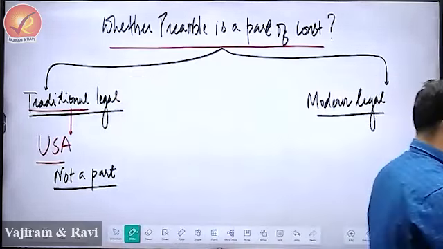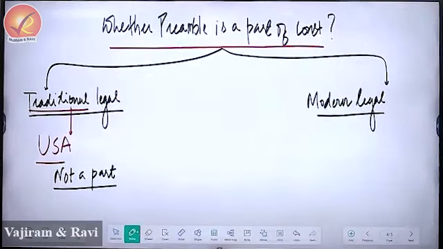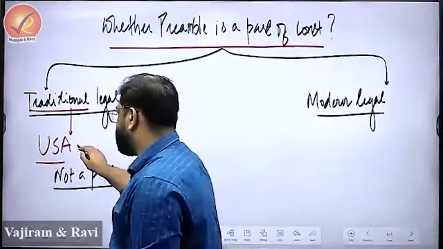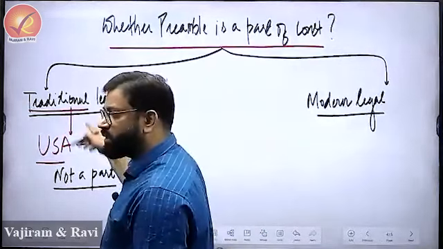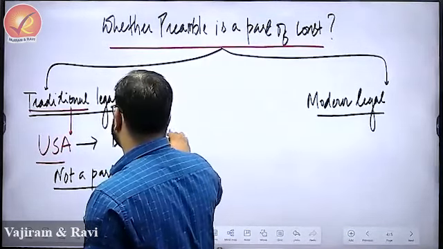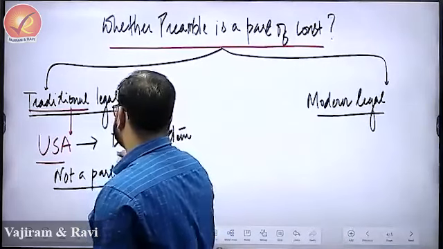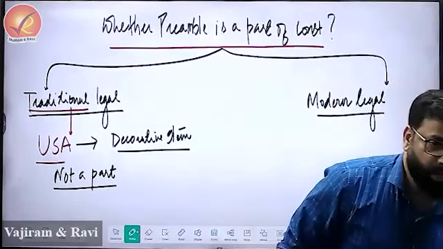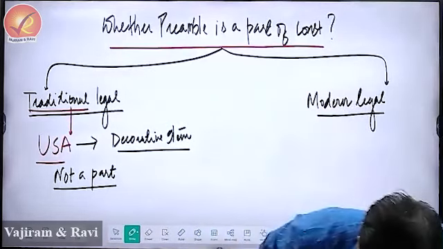What has the Supreme Court of United States interpreted? That the preamble of United States of America is not a part of their Constitution. And why so? Because in USA, the preamble is considered as a decorative item.